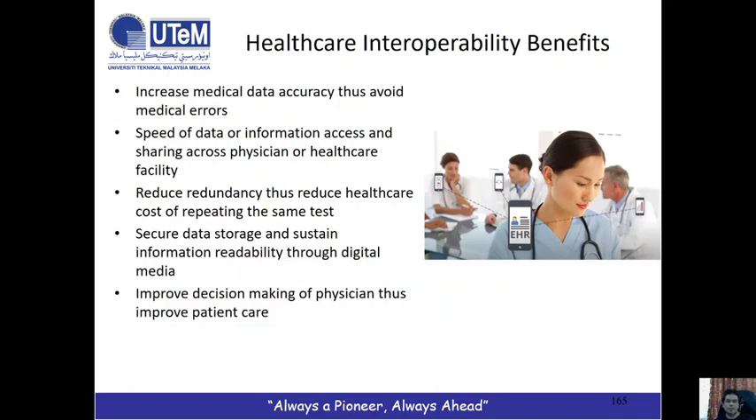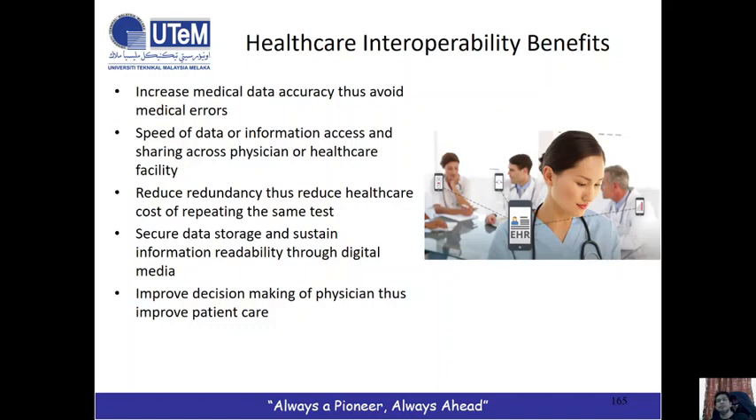Interoperability benefit because it reduces the redundancy and thus reduces healthcare costs of repeating the same test. This happens in Malaysia or in other countries. When you visit one hospital to another hospital, they will repeat the process, right? They will repeat the same test because the information cannot be shared. If let's say you go to Hospital Malacca and you go through the lab test, images, you consume a drug and the information is stored in the EMR.